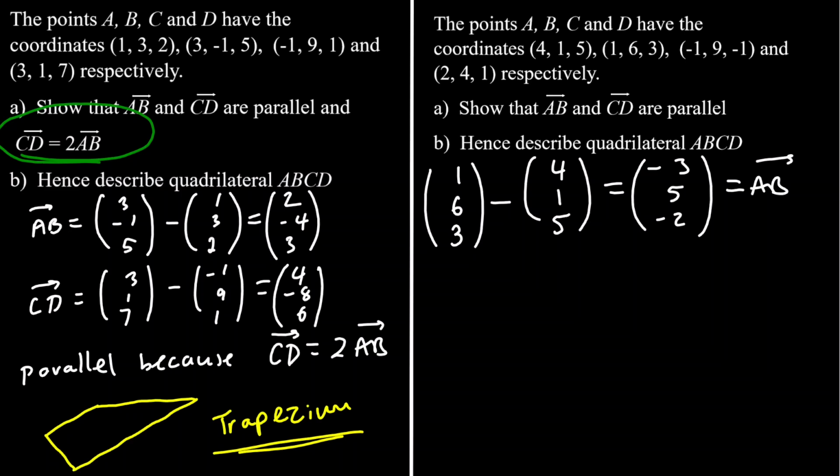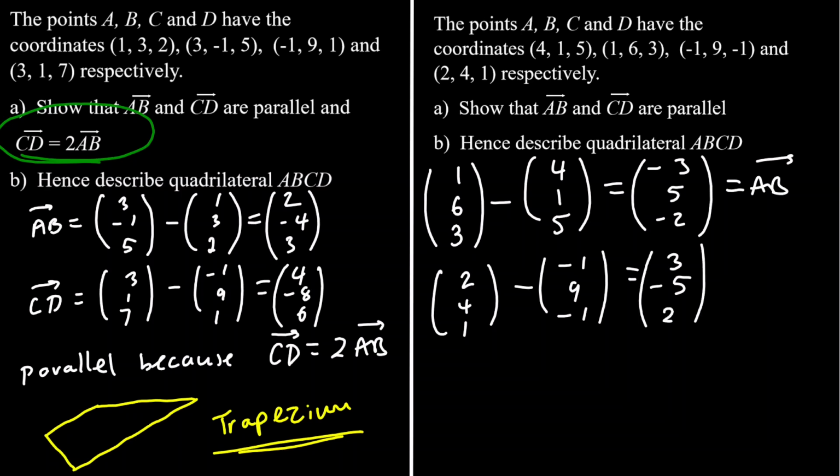And for CD, we do D take away C. So (2, 4, 1) take away (-1, 9, -1). So we get (3, -5, 2). And that is CD.